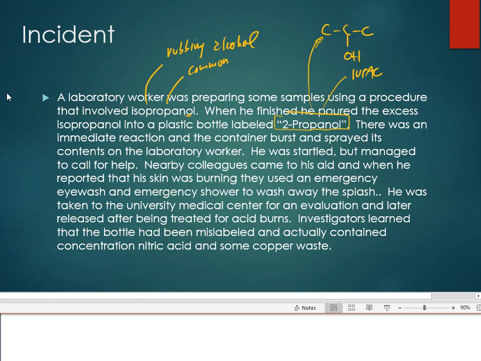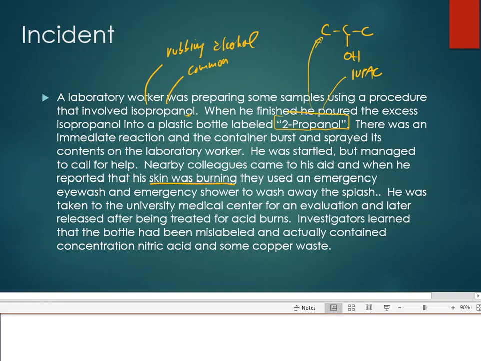So that's why he was startled, but he at least managed to call for help. Nearby colleagues came to his aid, and when he reported that his skin was burning, they used an emergency eyewash and an emergency shower to wash away the splash. So here's another confusing bit of information. Skin was burning, right? And as you know, isopropanol, or rubbing alcohol, should not burn your skin. It burns open wounds, which is one of the reasons that we use it sometimes to sterilize things. But if you just put isopropyl or rubbing alcohol on your skin, it's not going to burn, or at least it shouldn't. So this made them even more confused.